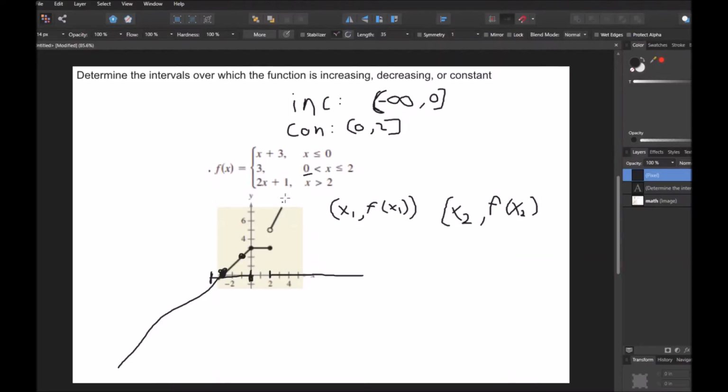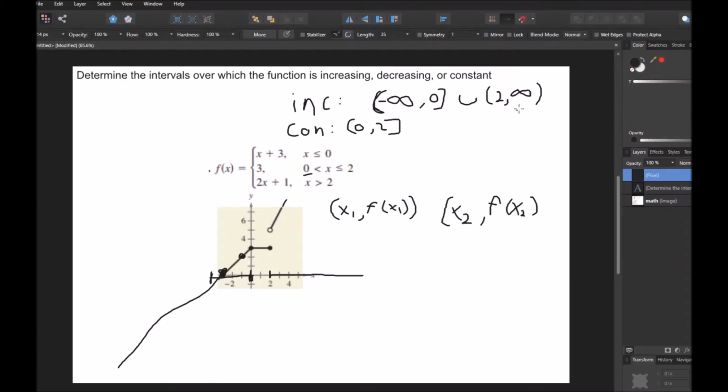Once again, we can see that just like with this piece down here, this is just going to keep going up constantly because it's defined by 2x plus 1. So again, you can pick any 2 points on this line. You can pick any 2 points in this 2x plus 1 function. F of x2 will always be greater than f of x1. So we know that it is also increasing from 2 to infinity.